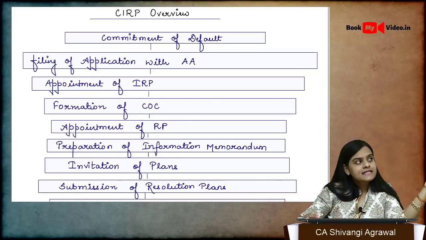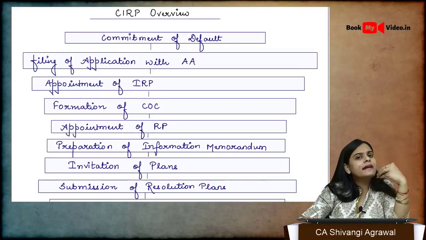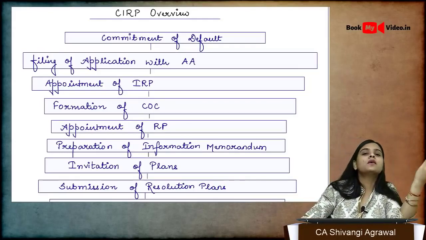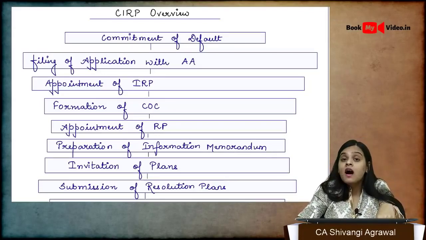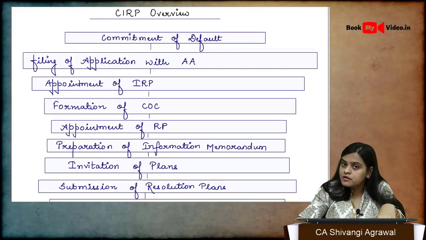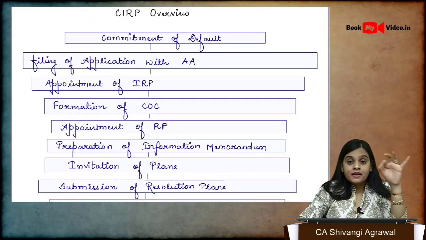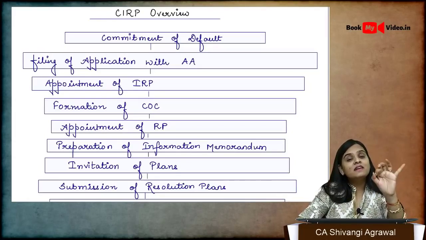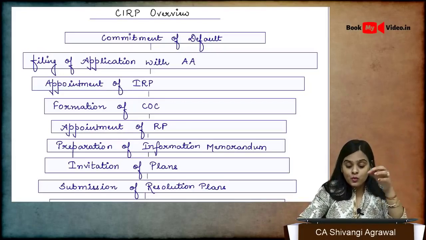So supposedly a company has taken a loan of 20 lakh rupees and the company has not repaid that loan. Can the bank go and make an application under this code for recovery of money? No. The minimum default amount has to be 1 crore, only then.